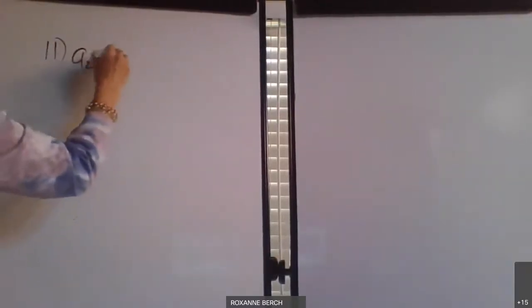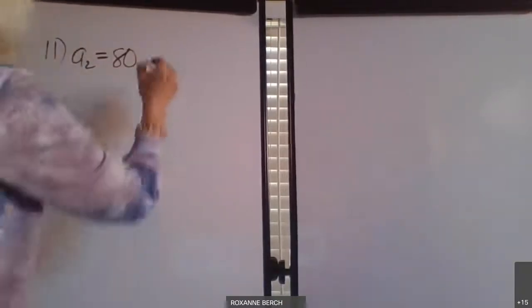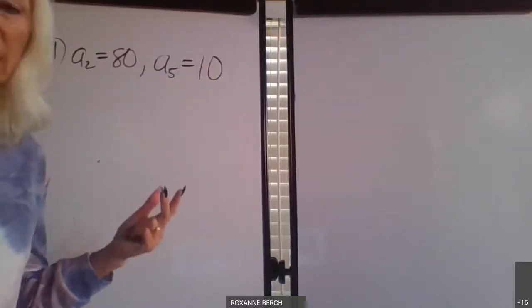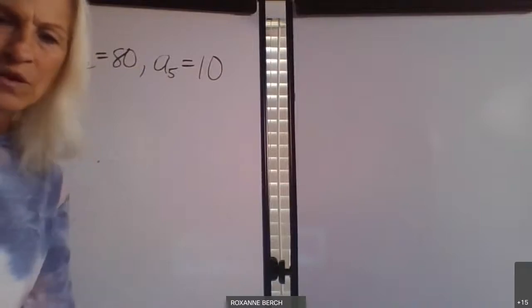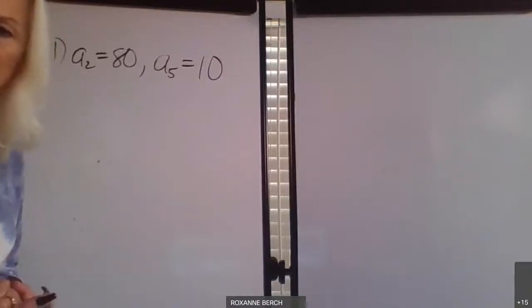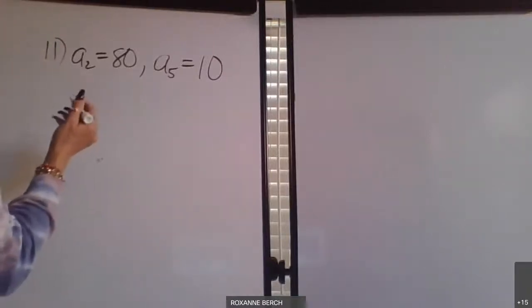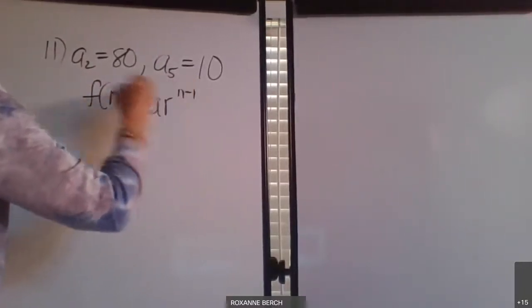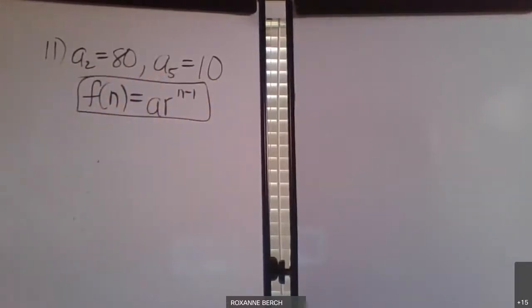So we're looking at number 11 on the practice AB. And it says the second term is 80 and the fifth term is 10. Well, like I said, we don't know the initial term, a sub 1. We don't know the common ratio. We don't know anything except that it's a geometric sequence. And so watch what I'm going to do here. I'm going to keep this rule in mind, and watch what I'm going to do.